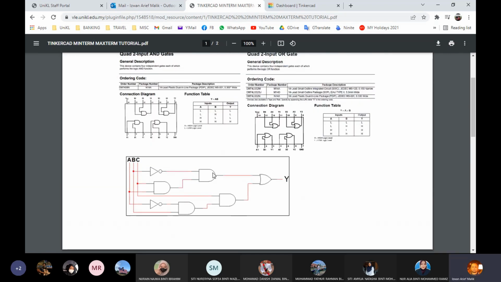Okay, yang ini saya tak letak lah dia punya output ni. You have to do them by yourself as well as the truth table. Okay, so because that is the way on how you obtain your output. Kalau you tak buat, then you tak boleh dapat dia punya output. Okay.